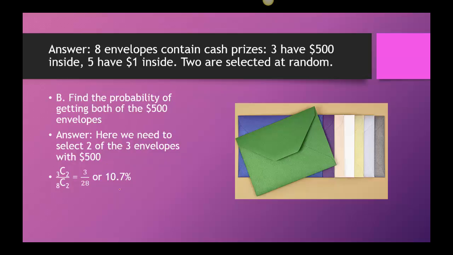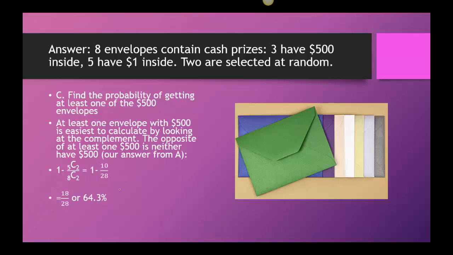Okay, maybe something we'd really want to happen is, well, what's the probability that both of them had $500? So that sounds good to me. I'd like to have $1,000 just from picking envelopes. So let's see what happens. There are 3 cards that have $500 in them, so we want to pick 2 of them. So 3 choose 2 is simply just 3. And again, I'm still over my 8 choose 2, which is my sample space. 3 over 28 gives me 10.7%.